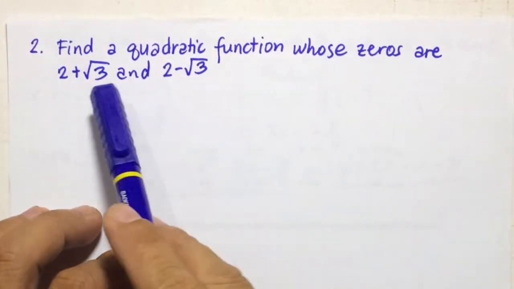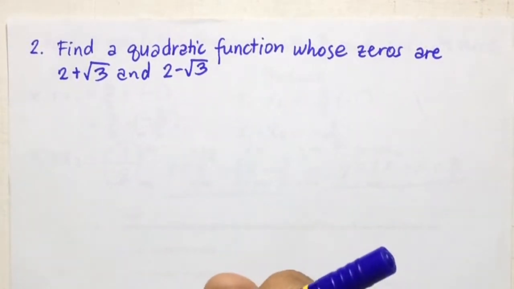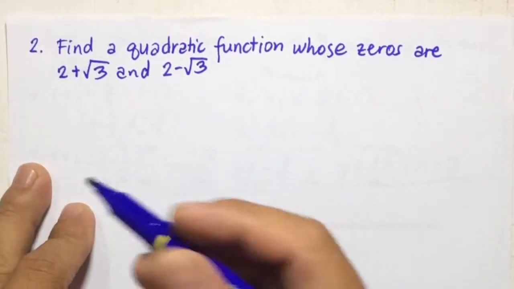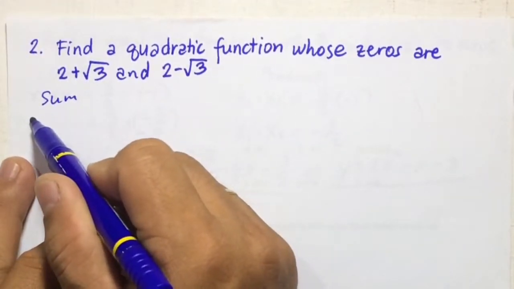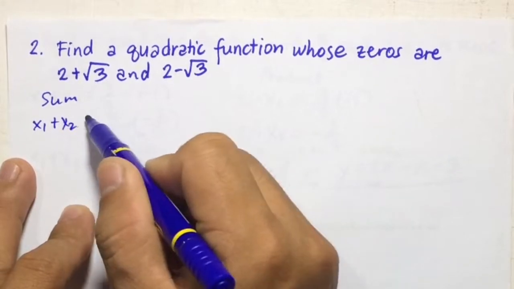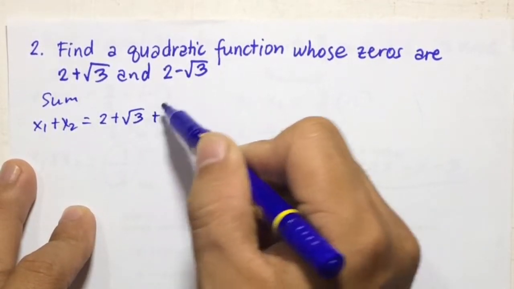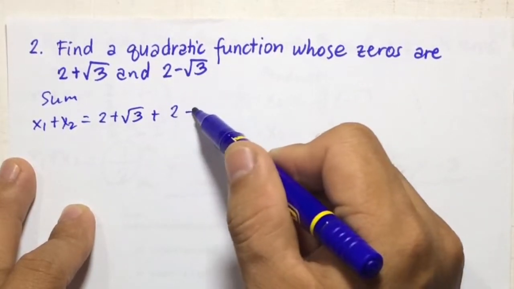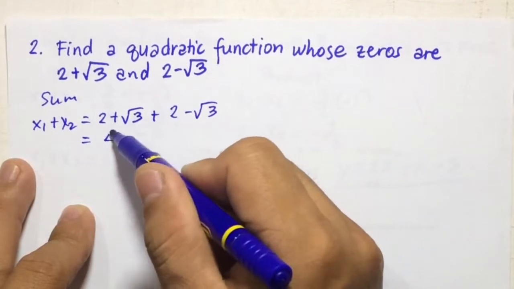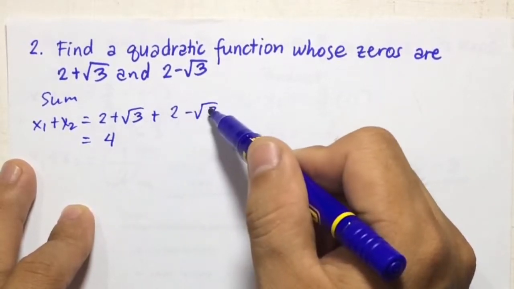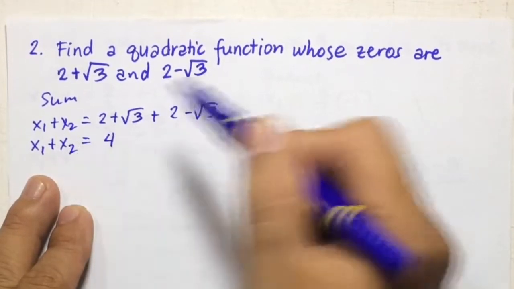Example number 2. Find a quadratic function whose zeros are 2 plus square root of 3 and 2 minus square root of 3. So sum will be x sub 1 plus x sub 2. That will be 2 plus square root of 3 plus 2 minus square root of 3. So 2 plus 2 here is 4. Then square root of 3 minus square root of 3 is 0. So the sum here will be 4.